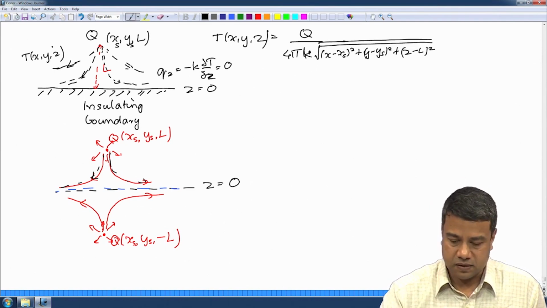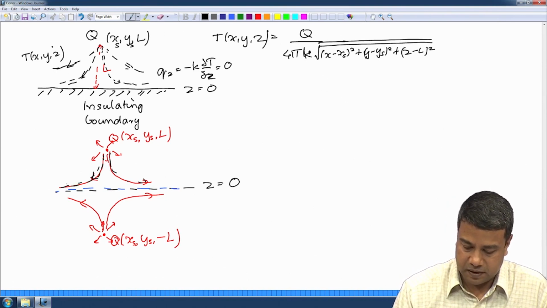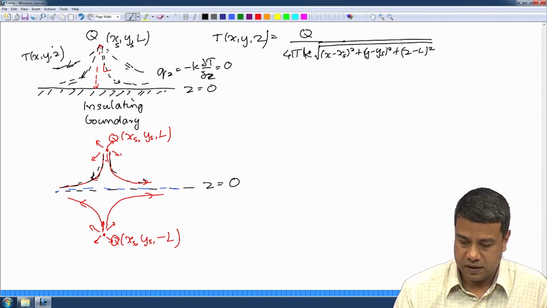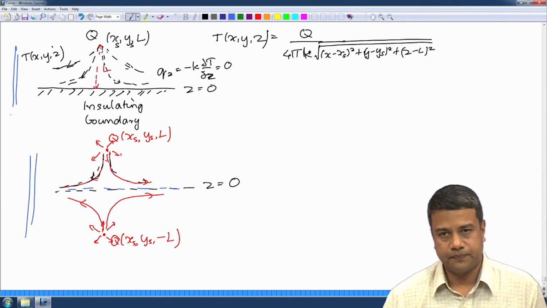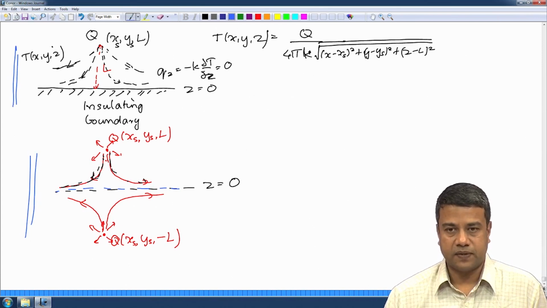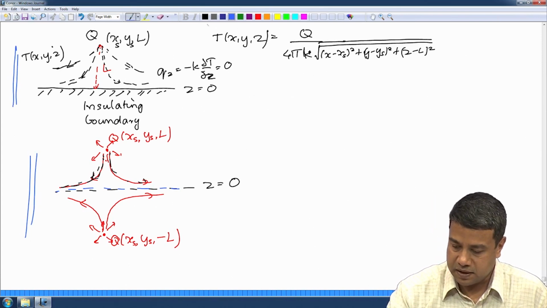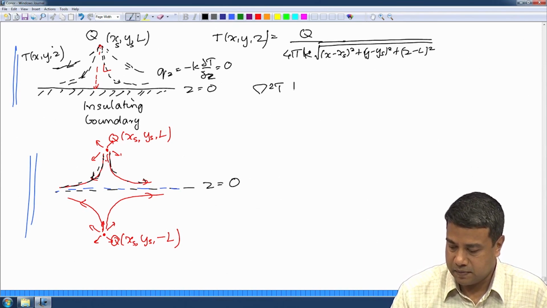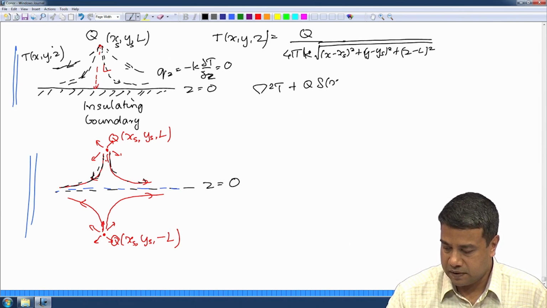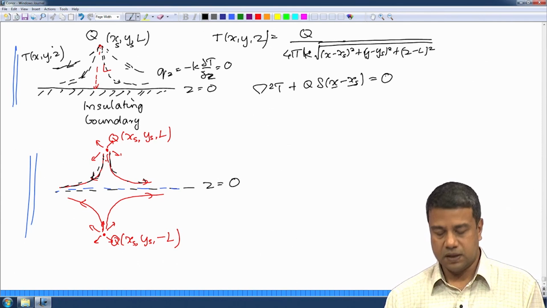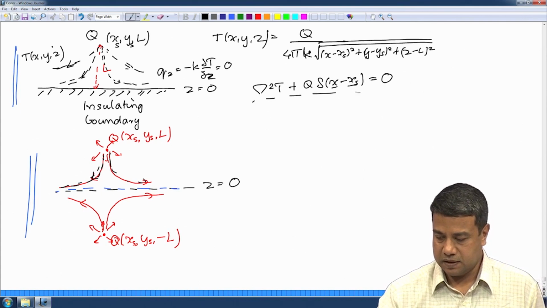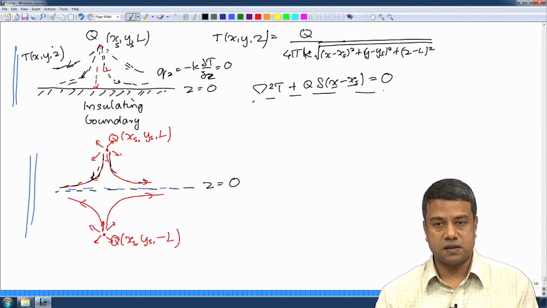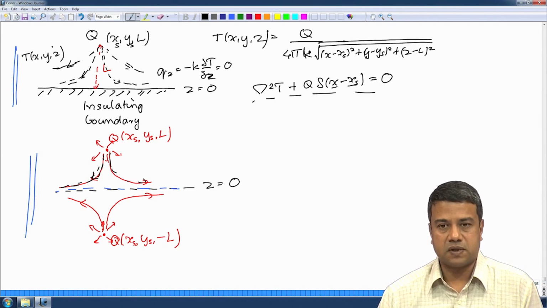The boundary conditions for this problem are the same as the boundary conditions for this problem. The equation is the same in the physical space. The equation in the physical space is del square T plus Q delta of x minus xs is equal to 0. That is the physical problem. In this upper half space, this is the equation. The boundary conditions in both cases are the 0 flux boundary conditions. Therefore, the solution has to be the same.